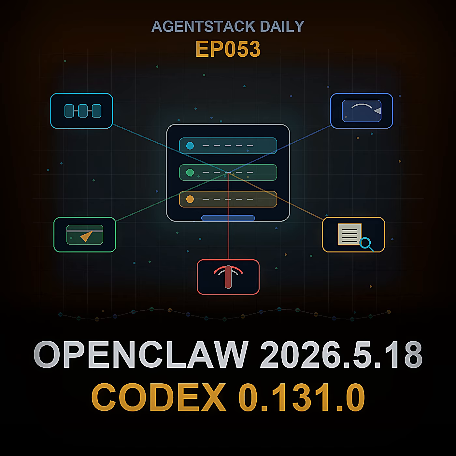AgentStack release readout starts with OpenClaw because the host is where an agent stack either feels durable or feels improvised. A host has to connect models, tools, channels, browsers, mobile clients, media inputs, permissions, and app server bridges. When that host release changes plugin shape, browser state, gateway readiness, mobile voice, and codex integration in one pass, it deserves the front of the episode.